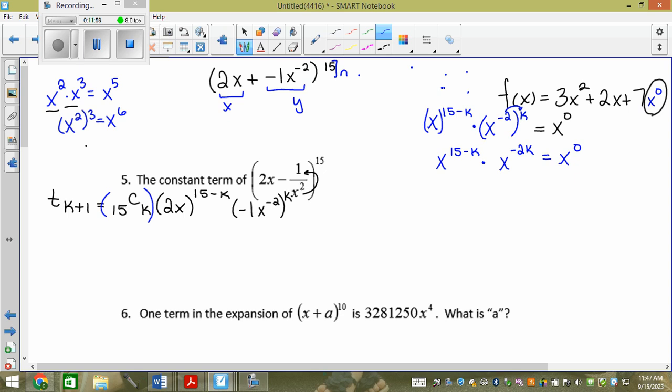What do I do? Grade 10. 2 bases, 2 exponents. What do I do with those exponents? Add them. Add them, right? So I'm going to get x to the 15 minus k minus 2k equals x to the 0. Is everyone following me so far?